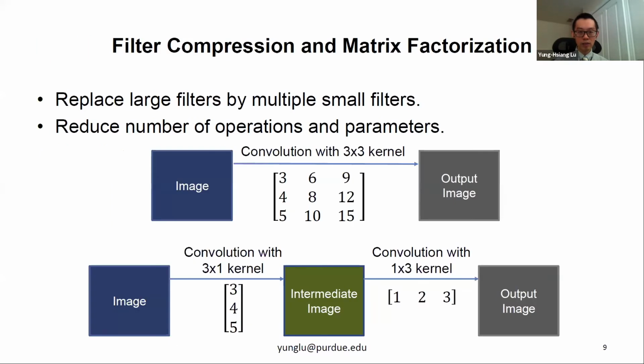The next method is to compress filters and factorize matrices. This slide shows a very simple example. Consider a 3x3 kernel. You can decompose this into two kernels. The original filter needs 9 parameters, and the new approach needs only 6 parameters. Therefore, you can reduce the memory requirement.